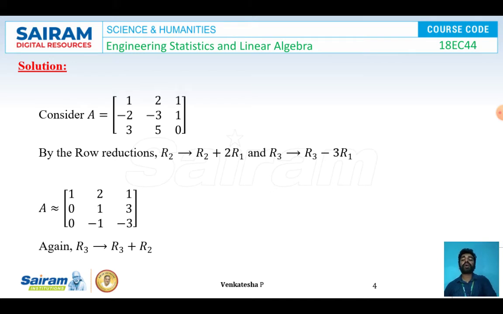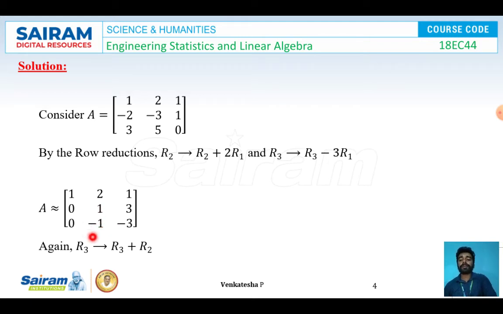After reduction, I got the matrix A equal to 1, 2, 1. By using this simplification, minus 2 plus 2 is 0, minus 3 plus 4 is plus 1, 1 plus 2 is 3. Similarly for the R3 row: 3 minus 3 is 0, 5 minus 6 is minus 1, 0 minus 3 is minus 3. So I got this matrix. Now I'm going to make this entry, the minus 1, into 0.